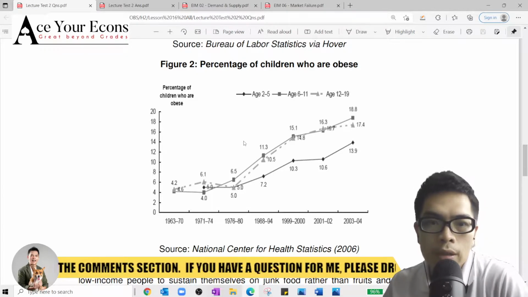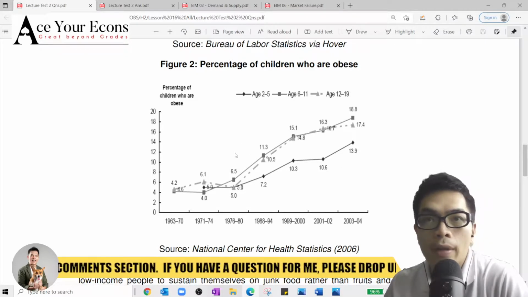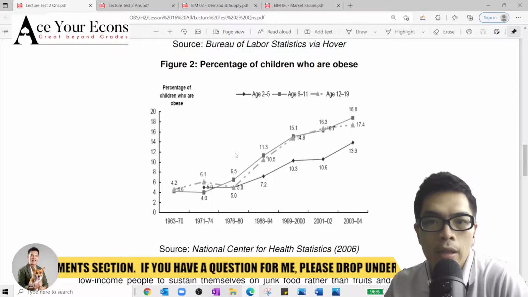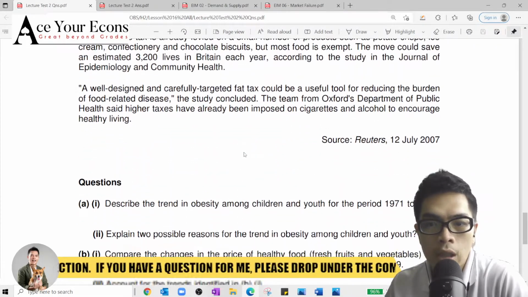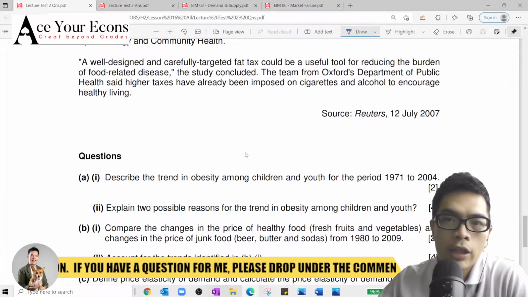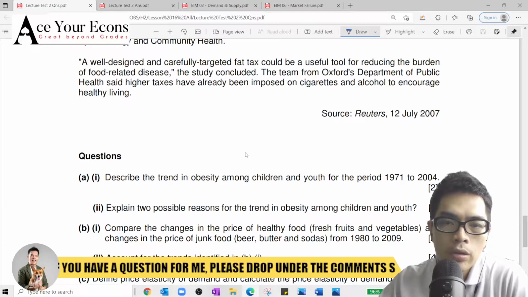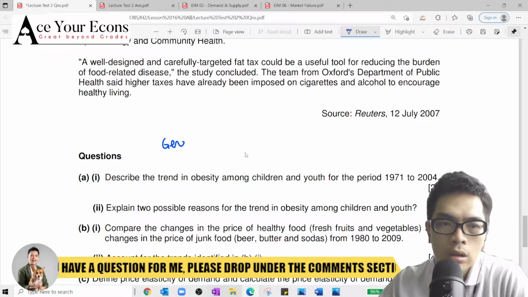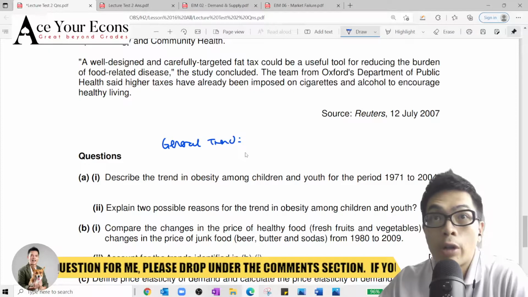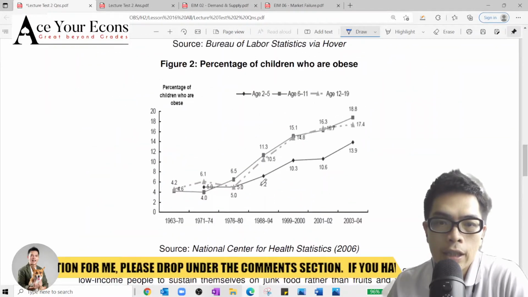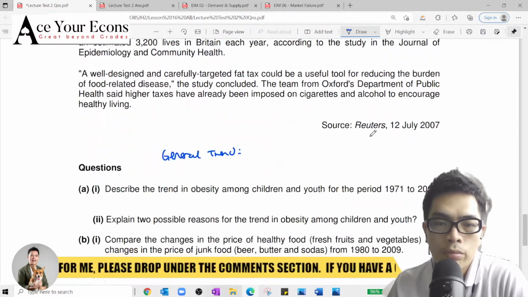Most of the students get this question right. They have no issues telling me that obesity across all the age groups is generally increasing. So notice that there is an additional mark here. So you can state the general trend. This one is relatively easy. You can see that it's increasing across all the age groups.